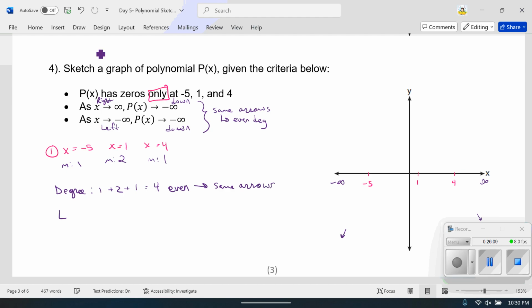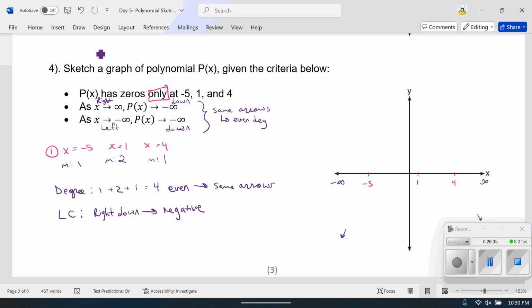And is the LC, in case they ask for it, is the LC positive or negative? Do they give you enough information? They actually do. If both of your arrows are going down, especially the right arrow is going down, that means your leading coefficient is negative.